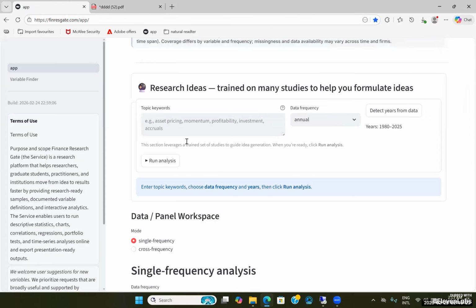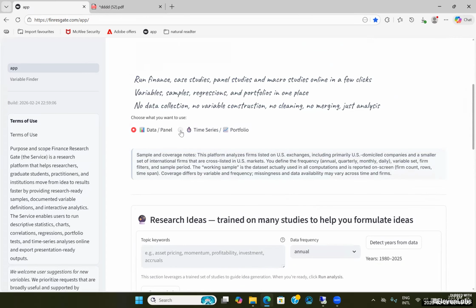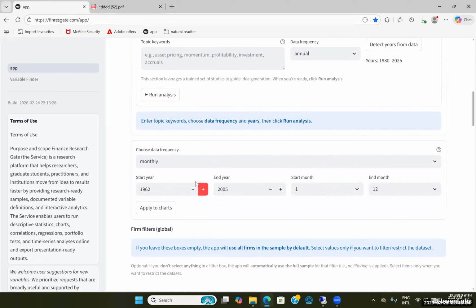Alright, let's put this into action right now by looking at an example. Our first step is to visit the website, and then we need to carefully select the appropriate time series. And then I'll go ahead and select a recent data sample, specifically from the years 2000 through 2024, and then apply that.